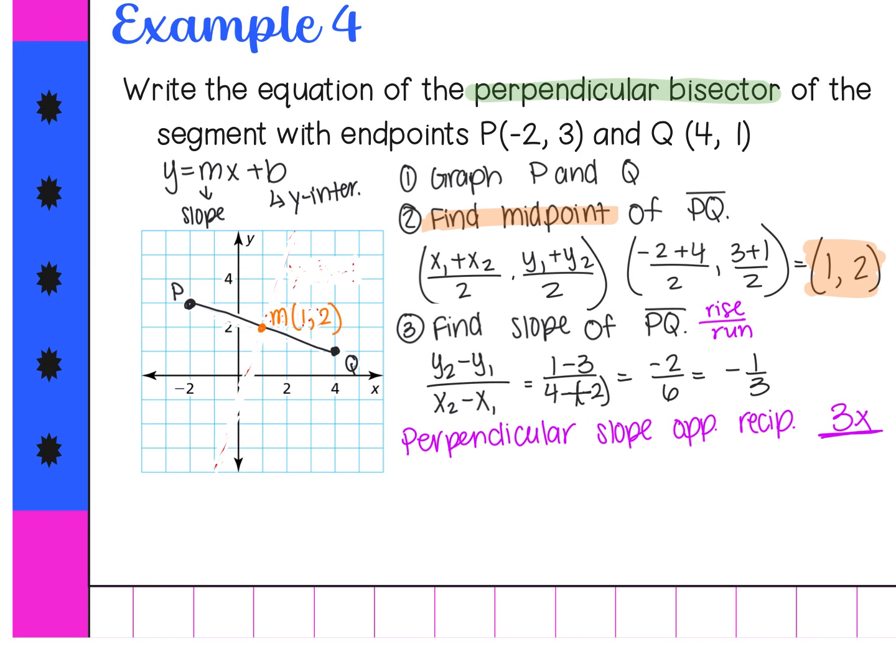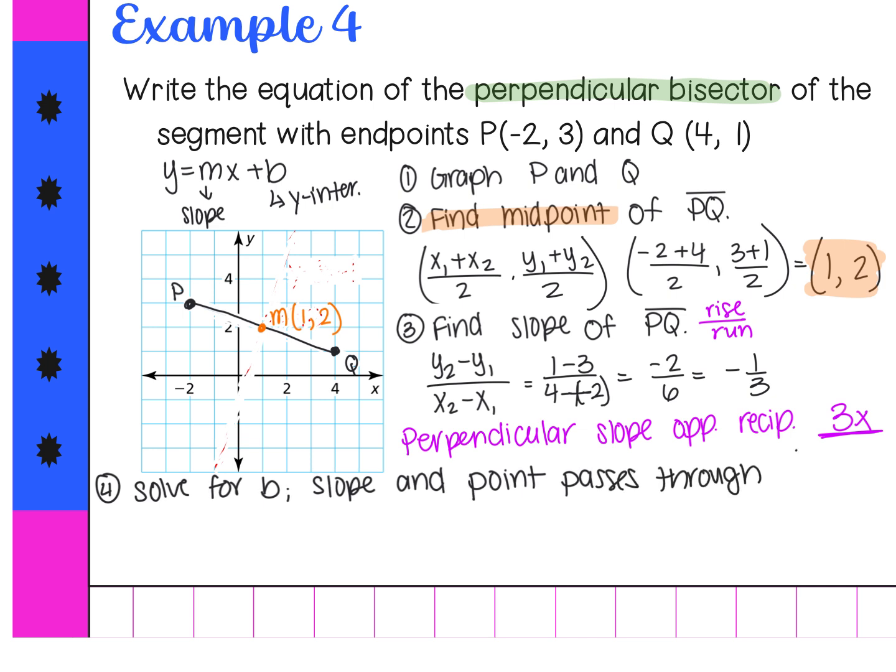So for step 4, this will be my last step. I'm going to go ahead and write my equation. However, I have to solve for b. So I'll write it as solve for b. Okay, how am I doing that? I'm using the perpendicular slope and the point that it passes through, which is 1 and 2. Because remember, it has to go through that point. It has to cut my segment in half.